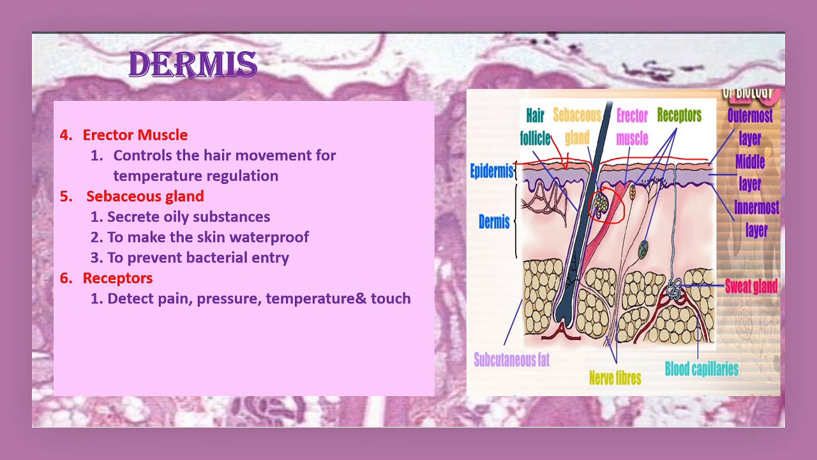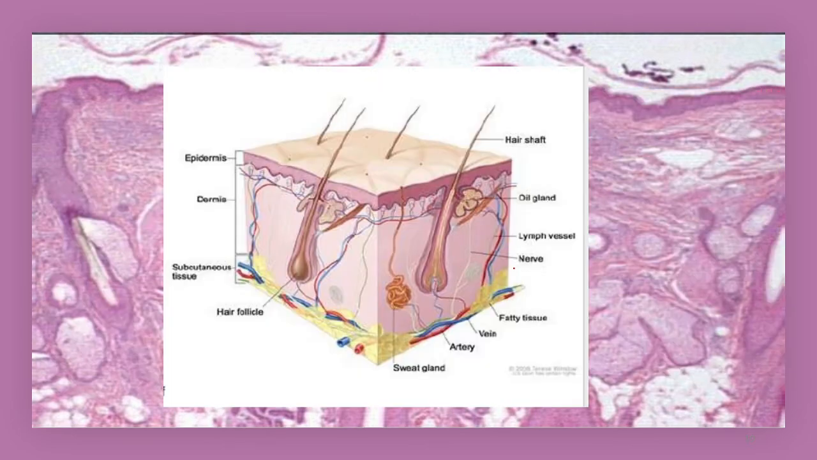The next one is the receptor. You can see here, these are the receptors. A number of receptors are here, 1, 2, 3, many you can see. These are the receptors for pain, for pressure, for temperature, for touch. All these receptors are present over here in the dermal layer, and that is the reason you are able to sense pain as well as pressure, temperature and touch. So this is the role of the dermis.